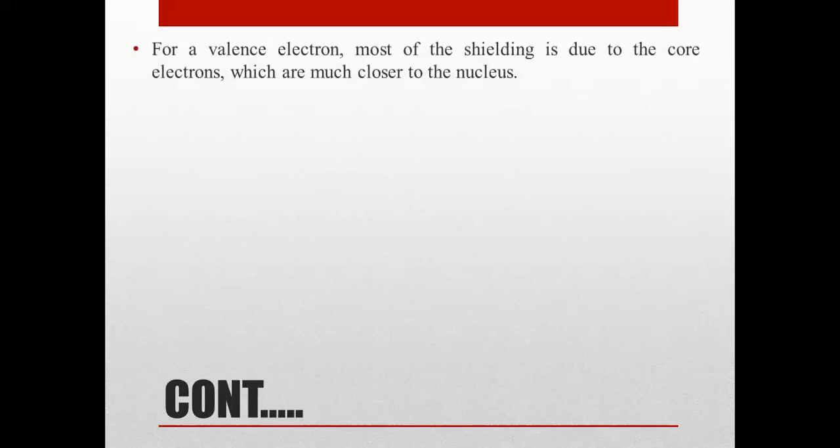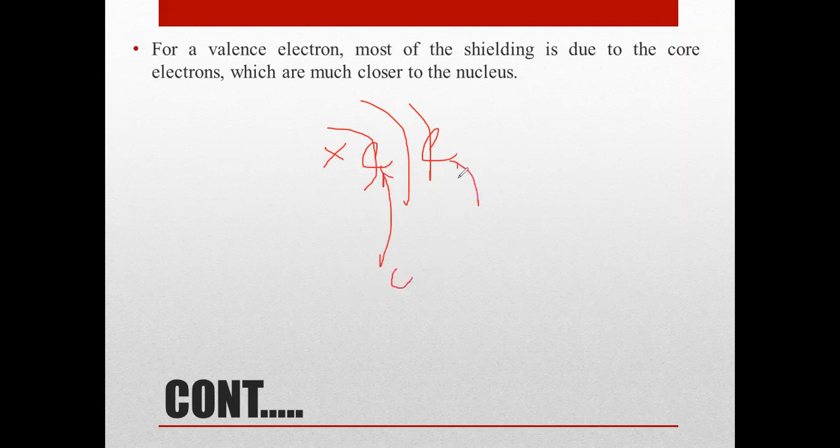For a valence electron, most of the shielding is due to the core electrons, which are closer to the nucleus. Who are the core electrons? Those closest to the nucleus. They are the core electrons, and this is the valence electron.